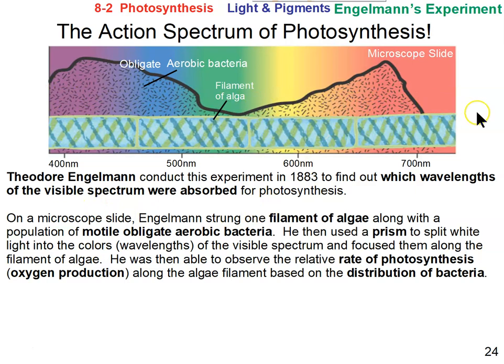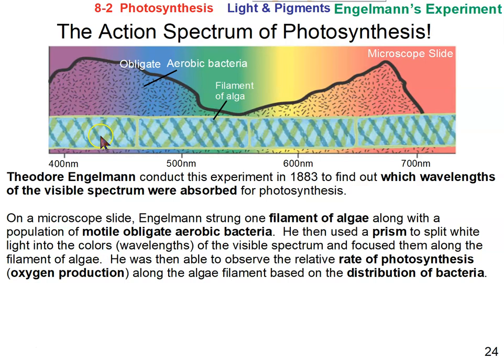Once he had that set up, he used a prism to break up white light, the full spectrum of the visible spectrum, into the colors. And he focused that rainbow of colors, the product of the prism, across the microscope slide, so that there was violet at one end and there was red at the other end. So the full visible spectrum was divided up by color across the slide according to wavelength. And then he just waited until the bacteria swam to where they preferred to go. And because they're obligate aerobic bacteria, they swam towards where there was the most oxygen.